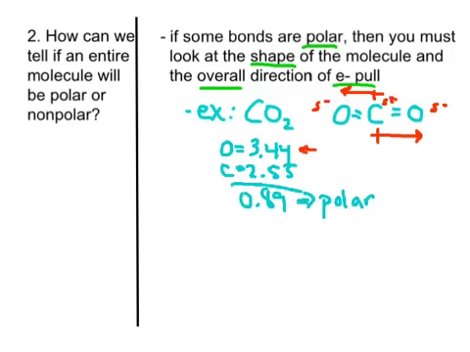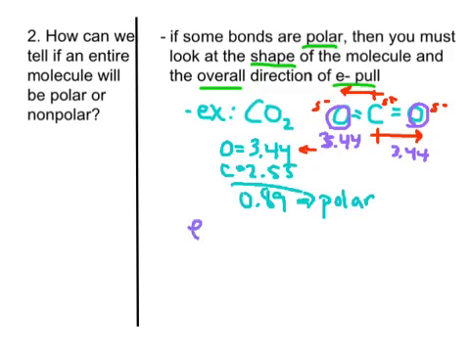Now, the shape of carbon dioxide is linear. It's a straight across line. And if we take a look at the overall direction of the pull of electrons, we are pulling equally in opposite directions, right? We've got one oxygen over here pulling with a strength of 3.44, and we have another oxygen 180 degrees from it pulling in the opposite direction with 3.44. So nobody's winning the tug of war. Remember, if nobody wins the tug of war, it's a non-polar molecule.